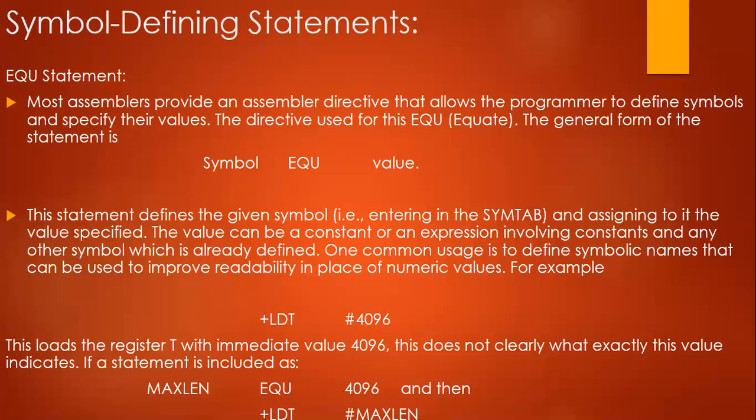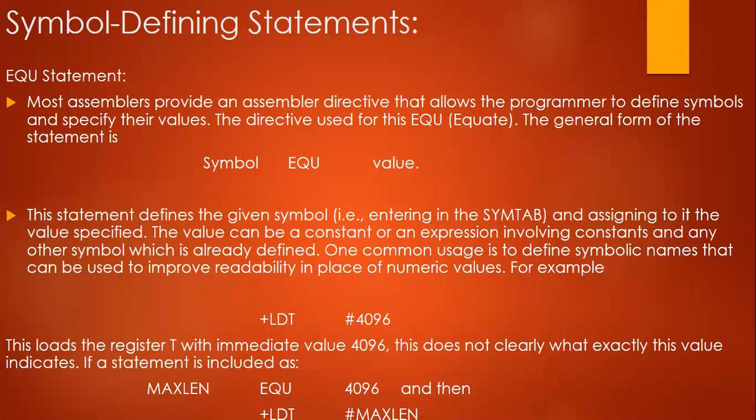The symbol name can be anything; you can even give your own name, it doesn't matter. But you have a restriction for the value. The value should be a constant, or an expression which generates a constant value, or a symbol which is already defined. One common usage is to define symbolic names that can be used to improve readability in place of numerical values. See here, we have one condition: we are trying to load the register T with 4096.